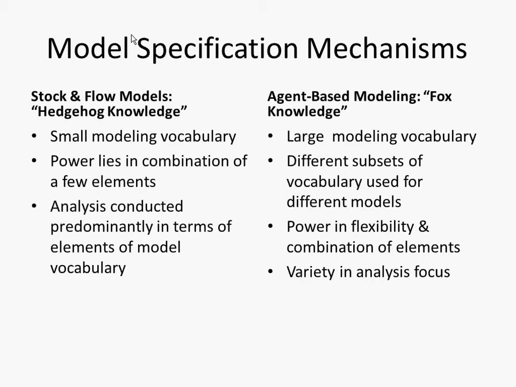And stock and flow models are really about using just a small amount of vocabulary and very clever combination of ways. So you have a small number of verbs and nouns, as it were, and you combine them in creative ways. And you can do really interesting things with just those elements, and you can get extremely interesting behavior out. Agent-based modeling will involve a much larger modeling vocabulary.